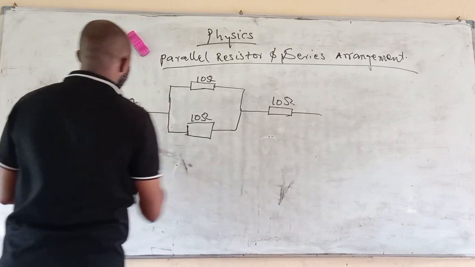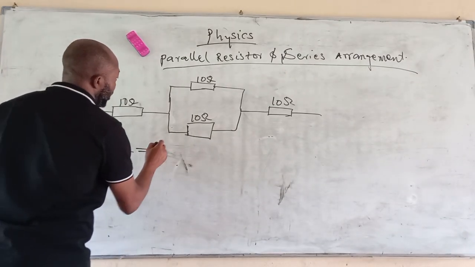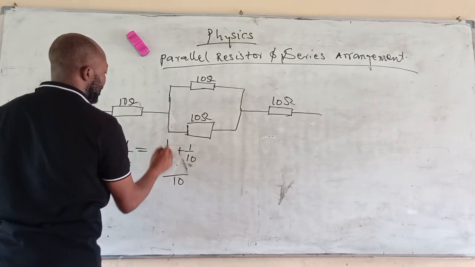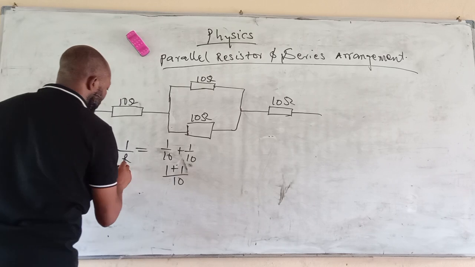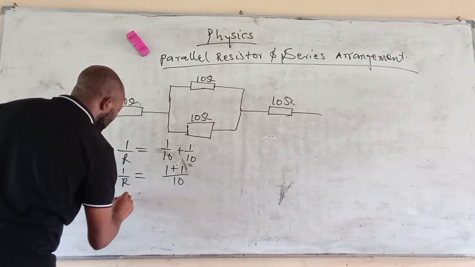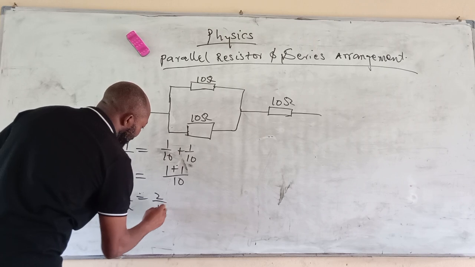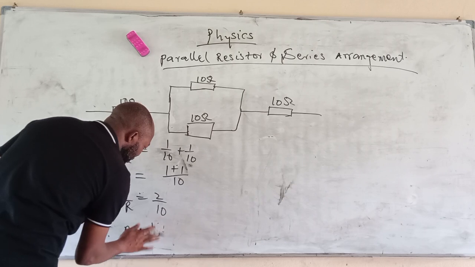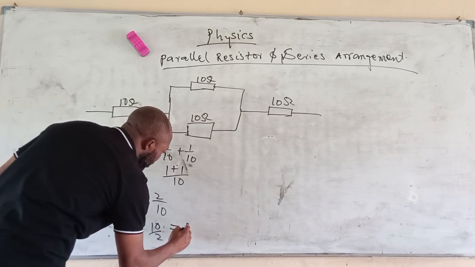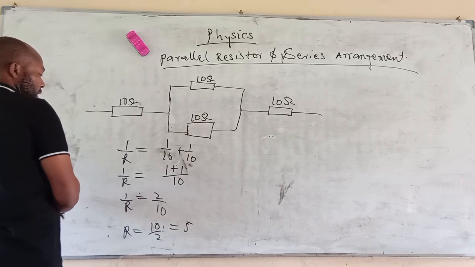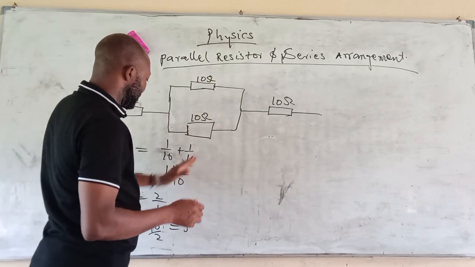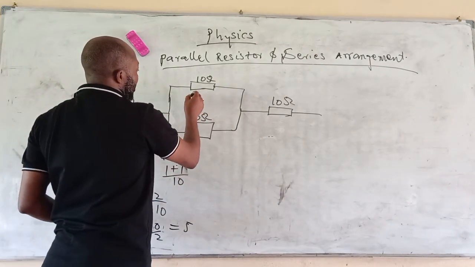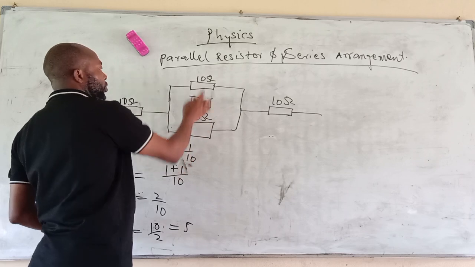Which is these two. So I have 1 over R is equal to 1 over 10 plus 1 over 10. My LCM is 10. 10 divided by 10 is 1, times 1 is 1, plus 1 makes 2. 1 over R is equal to 2 over 10. The inverse of that is 10 over 2, which is equal to 5. So if we collapse this, we are going to get 5 here. We have calculated these two and we have our 5.